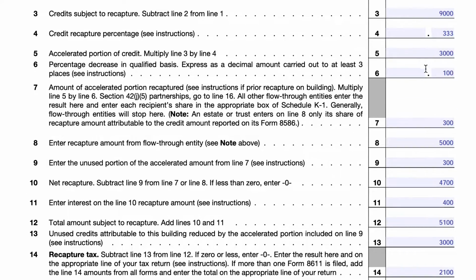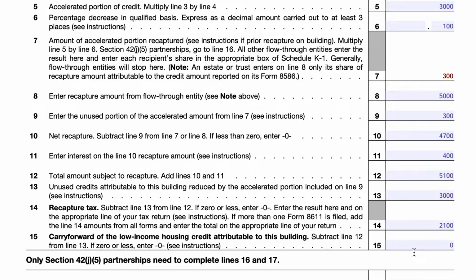So in this case, we came up with a calculation that there was a 10% decrease in the qualified basis. We're going to multiply line 5 by line 6. That gives us $300. Now, if you're a flow-through entity, you would stop here. Partnerships would take this directly to line 16, where they would calculate interest and then the total recapture.